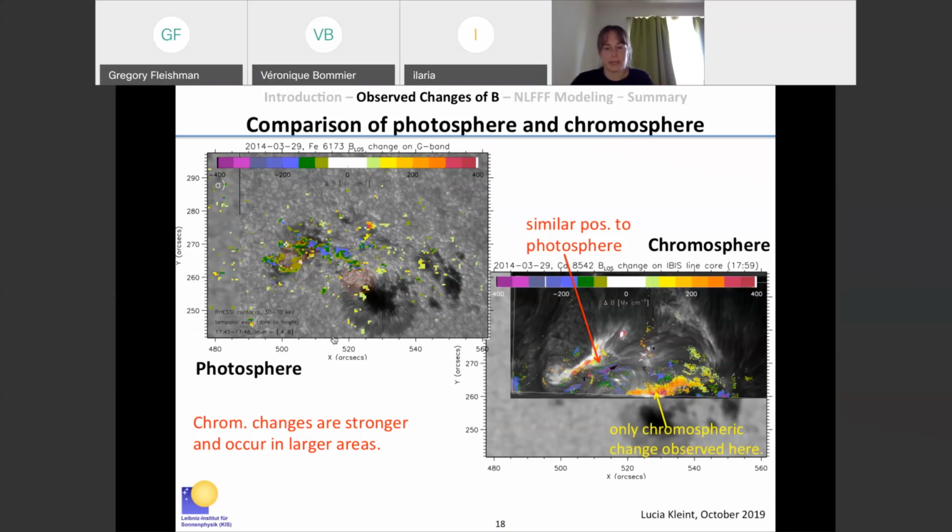At least to me, unexpected. I expected these layers to act coherently, to be similar, but it seems that the photosphere does not see anything of these chromospheric changes. The magnetic field seems to be quite constant there and not varying at all. So now we can start to investigate why this is happening.